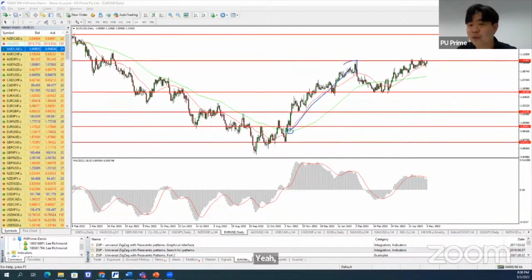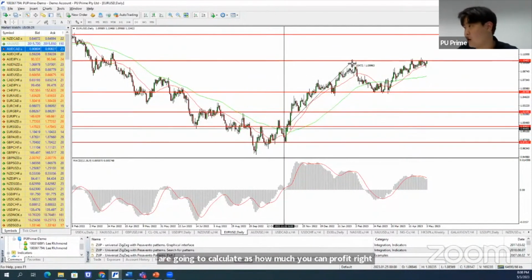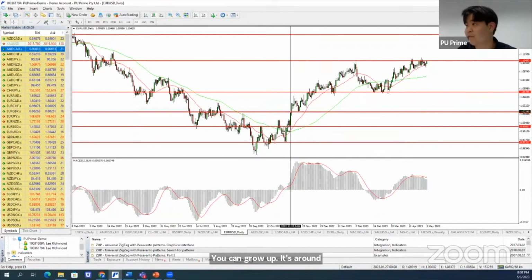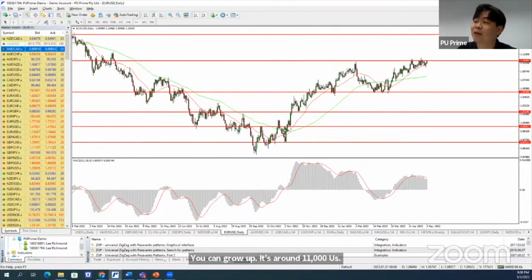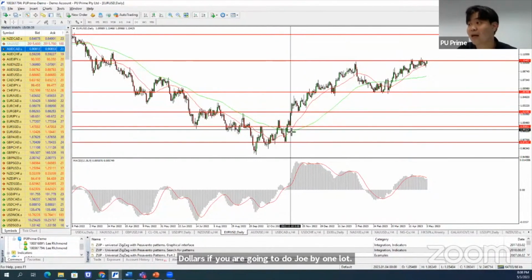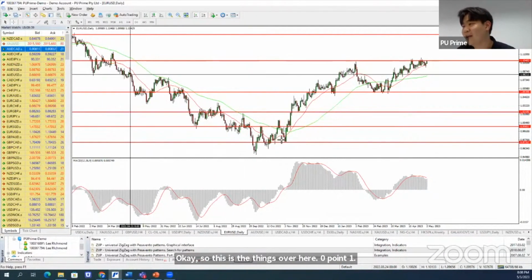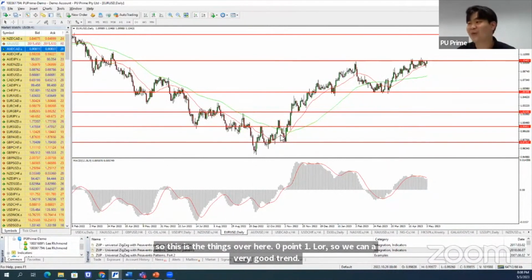If we calculate how much you can profit, you can draw it up. It's around 1,000 US dollars if you do 0.1 lot. Okay, so this is the thing over here, 0.1 lot. So you can have a very good trend reversal: the overall trend is downward, and you are confused about when the euro will start to rebound.